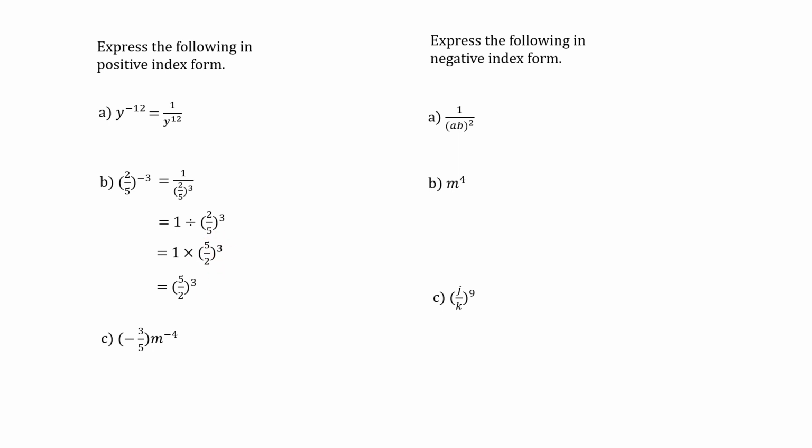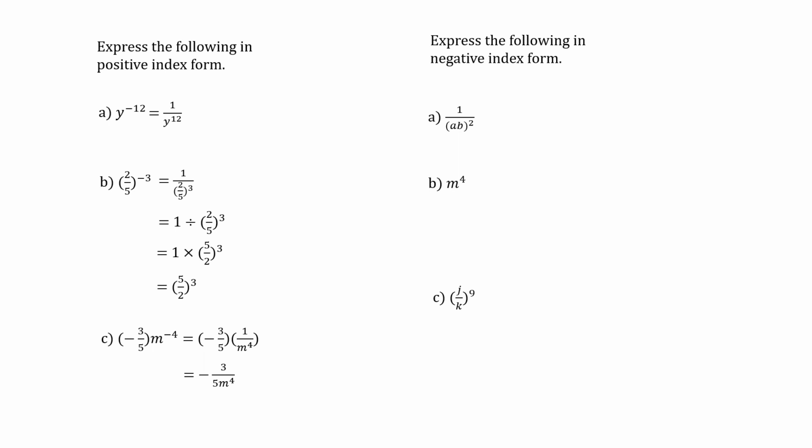Now for question C, negative is 1 over as mentioned just now. So m to the power of negative 4 is equal to 1 over m to the power of 4. And you can write it as negative 3, and this 5 multiplied with m to the power of 4.